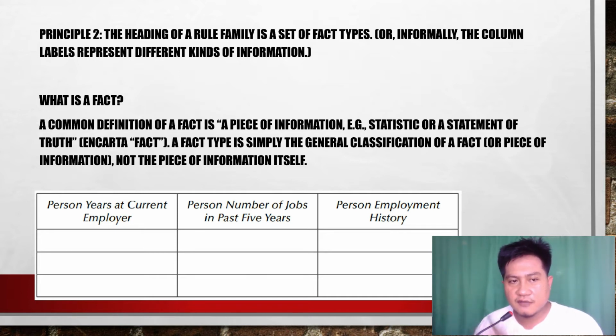So what is a fact? A common definition of fact is a piece of information, for example a statistic or a statement of truth, based on the definition of fact in Encarta. So a fact type is simply the general classification of a fact or piece of information, not the piece of information itself. Okay.